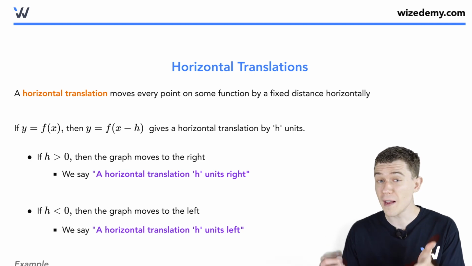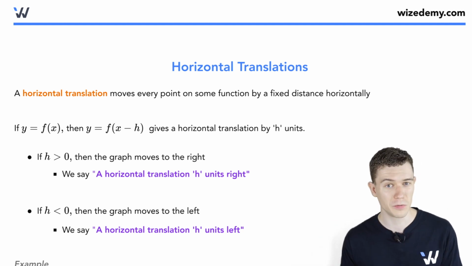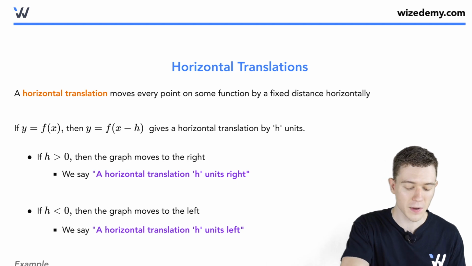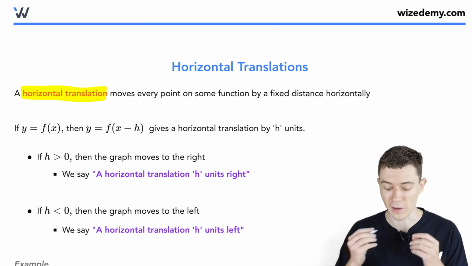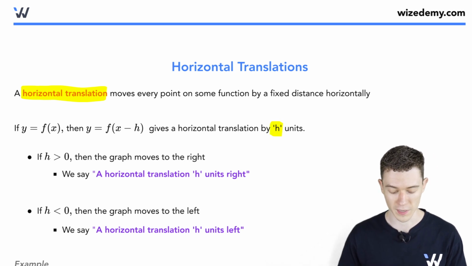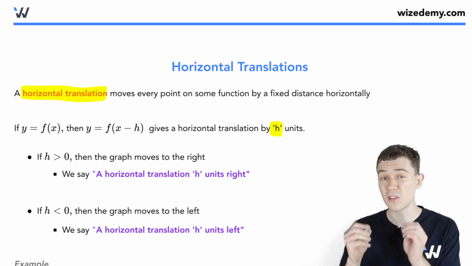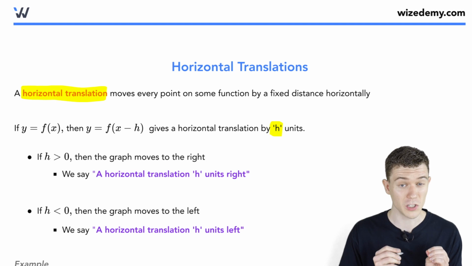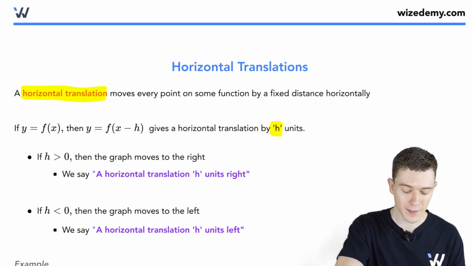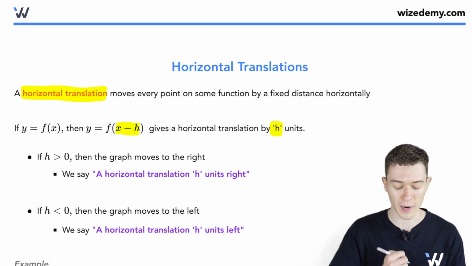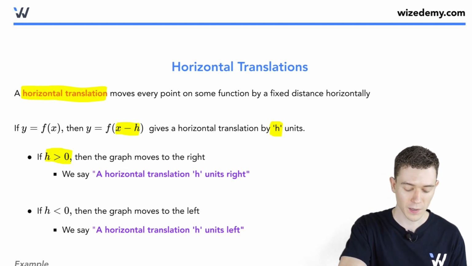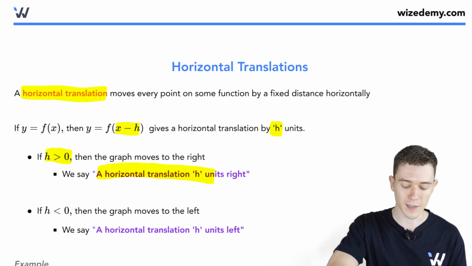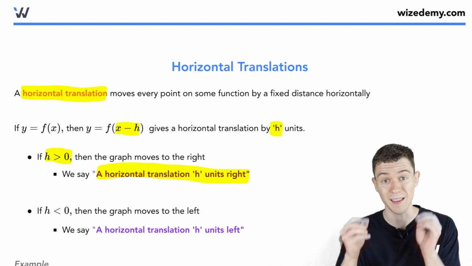If we can move graphs up and down, certainly we can move graphs left or right. These horizontal translations, as they're called, are given by this value h. H for horizontal. That's whenever we insert an h inside the function, added or subtracted. Things like f of x plus h or f of x minus h. When h is positive, that's a horizontal translation to the right h units.